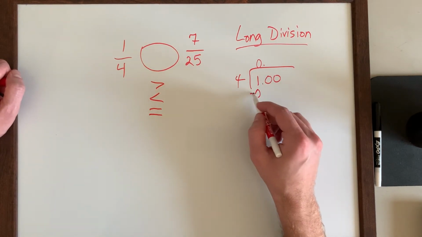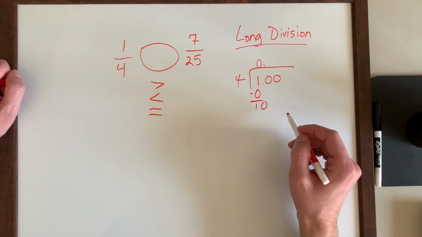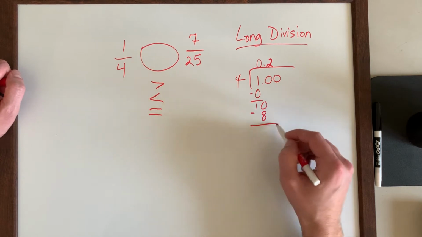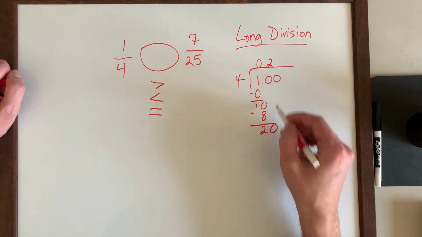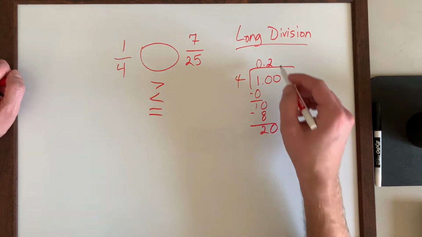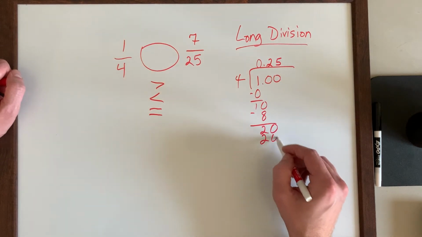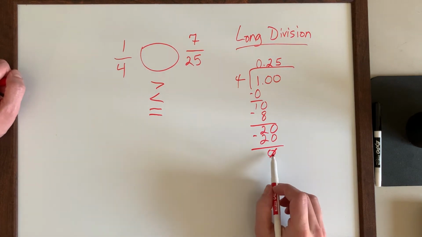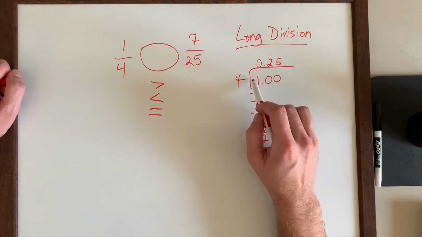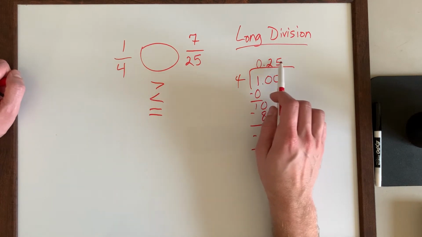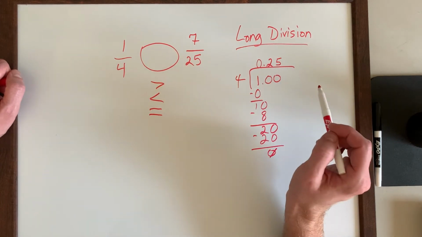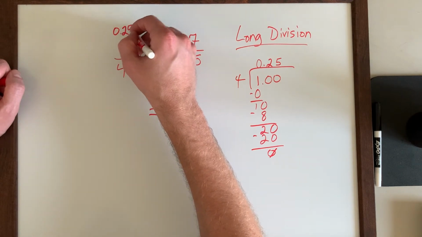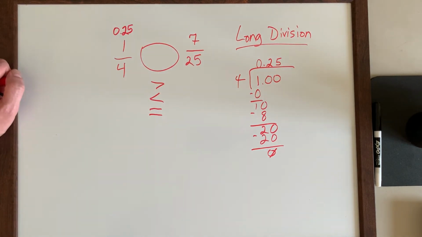4 times 0 is 0. I'm going to subtract, bring down the next 0. 4 goes into 10 2 times. 2 times 4 is 8. I subtract, and I bring down the last 0. And 4 goes into 20 5 times. 5 times 4 is 20. I have nothing left over, and so I'm done. 1 divided by 4 has a decimal equivalent of 0.25. So I'm going to write 0.25 as the decimal equivalent.